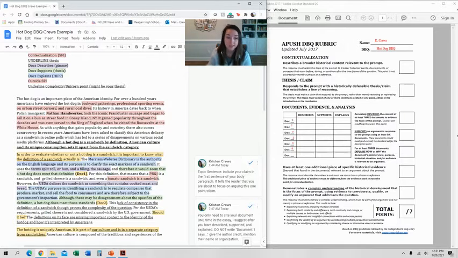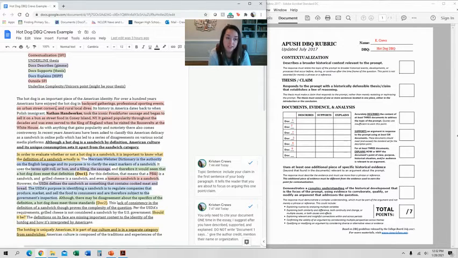That provides context. I could theoretically just jump into my thesis there, but I thought that we should have a little bit more transition. So that's one way to get context, or I also think that these next couple sentences provide context. As with anything that gains popularity and notoriety, there is also controversy. In recent years, Americans have been asked to classify this American delicacy as a sandwich in online polls, which has led to a series of disagreements on various social media platforms. That also provides context for this essay.